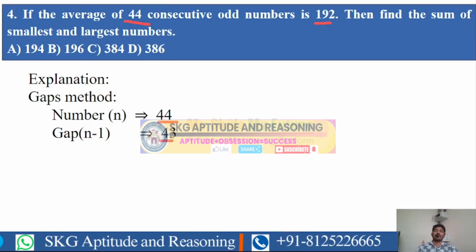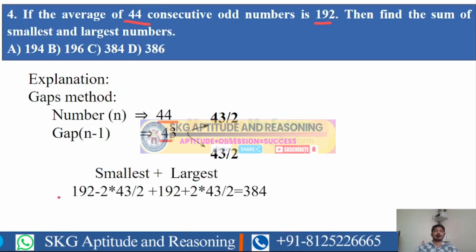43 gaps are present. Now we need to divide that gap into two equal parts, so that is 43 divided by 2. In order to find the smallest number, we take the average minus the difference into this value, that is 43 divided by 2. So here the 2 and 2 get cancelled. Similarly, 192 plus 2 into 43 divided by 2, so the 2 and 2 get cancelled here, and this value is also cancelled. So 192 plus 192 gives the result of 384. The answer for this particular problem will be option C.